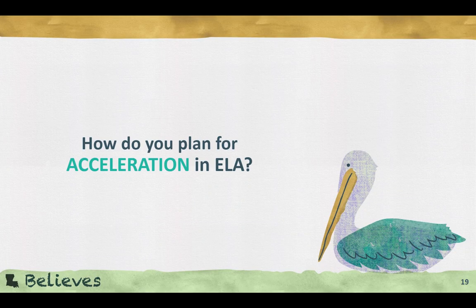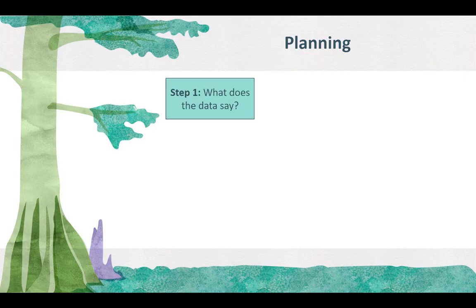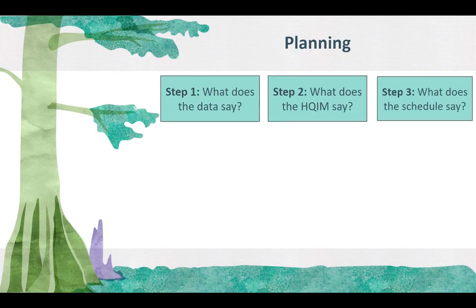Now that you know what acceleration is and where to find the resources, let's explore how to plan for acceleration in ELA. In order to effectively plan for acceleration, there are 3 main questions you want to ask yourself. What does the data say? What does the HQIM say? And what does the schedule say?